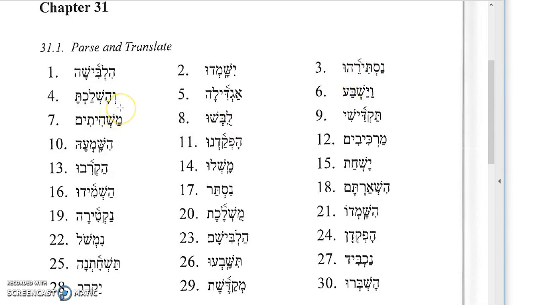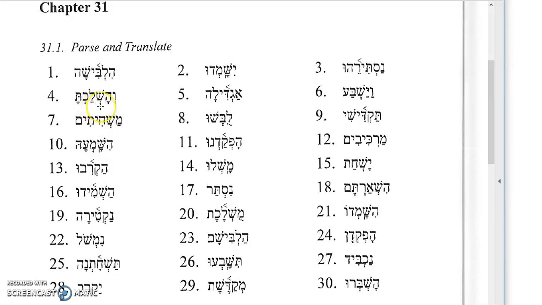Number 4, you have ve hoshlakta. The accent appears to be on the last syllable, which means this should be interpreted as a vav consecutive form plus a hosh here, that's a kamatz hatuf, should be pronounced an o vowel. That's your hofal.